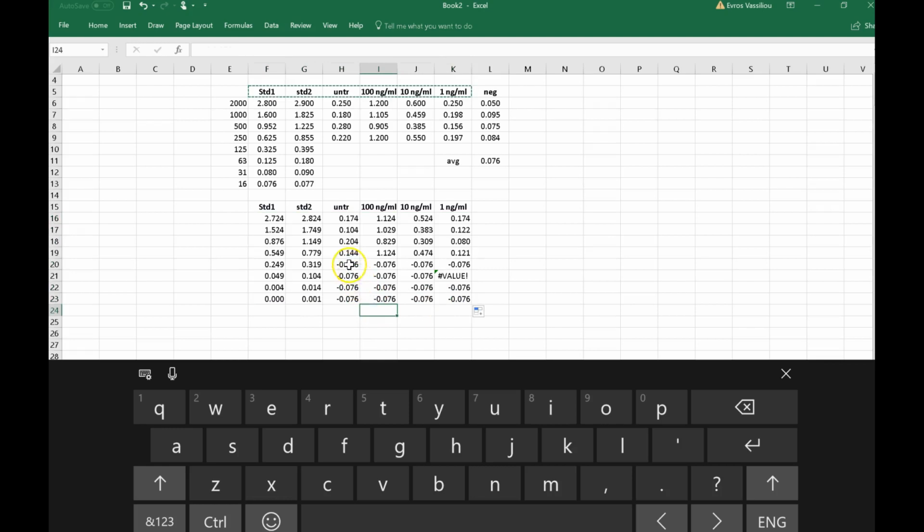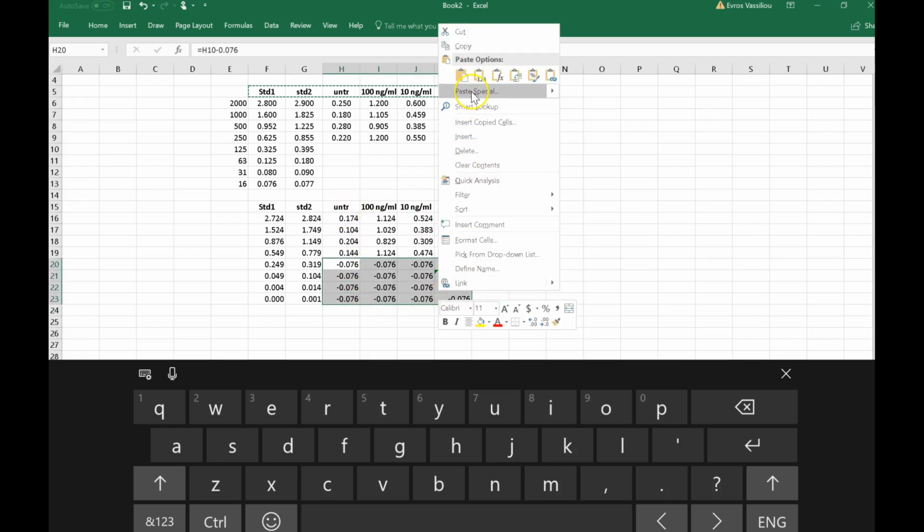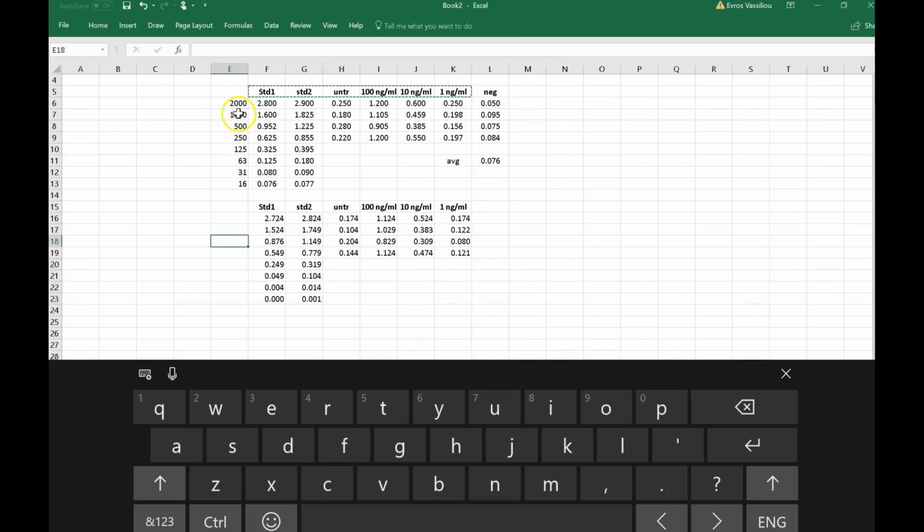Now, where I'm getting the negatives is because there is nothing there. So it's 0 minus 0.076. That's why I'm getting negatives. And in this case, it's getting confused with the word average. It's looking at the text and it's trying to minus 0.076. That's why it says, I don't know what to do. So we're going to clear this. Okay. So far, so good?